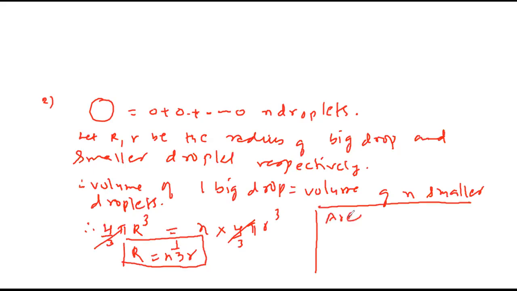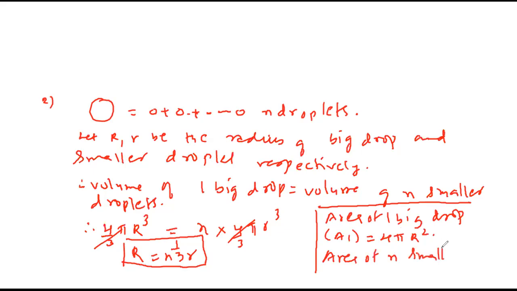Area of one big drop, A1, equals 4 pi capital R square. Area of n smaller droplets, A2, equals n times 4 pi small r square. Just copy till this.